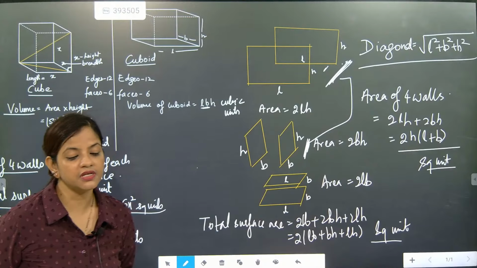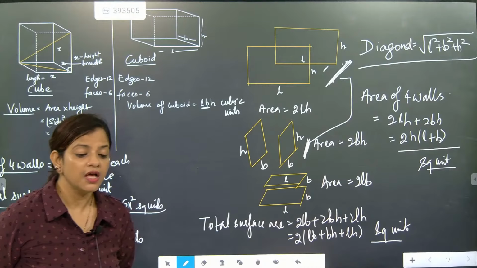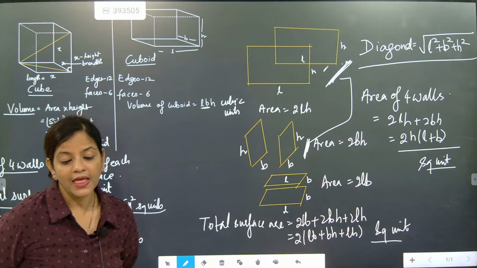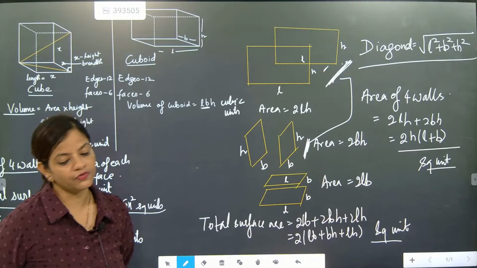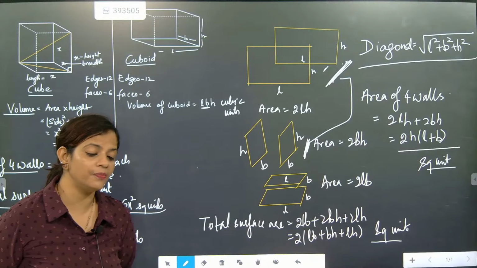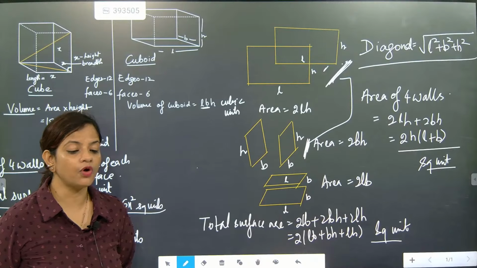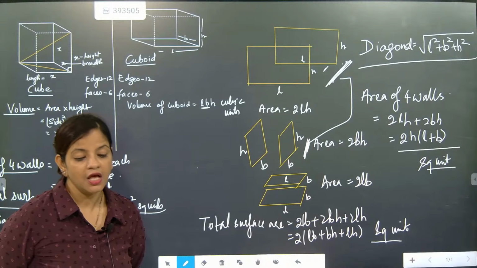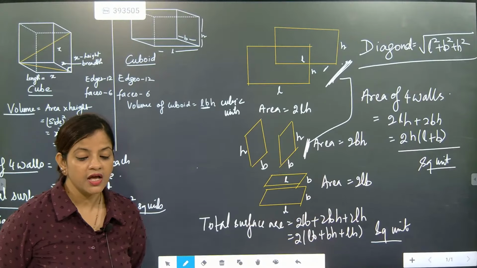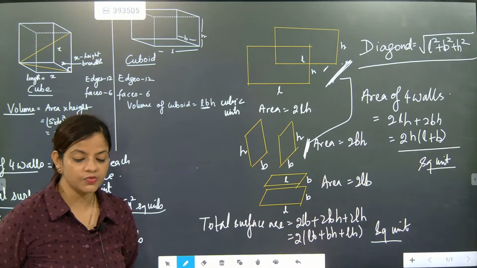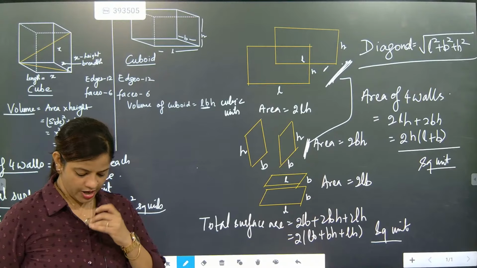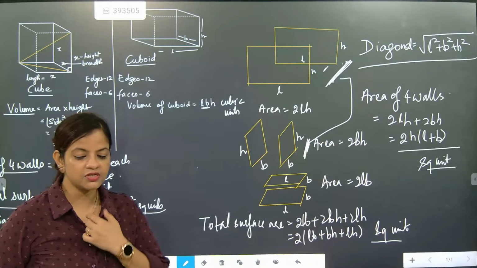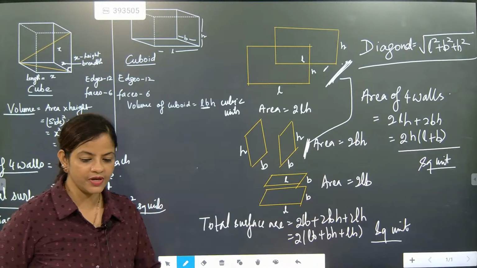Area is always two dimension, and when you multiply two dimension into height, it will become three dimension. For cylinder also, for cone also, wherever you take two dimension, if you want to convert it into three dimension, you need to do only one work, and that is root under L square plus B square plus H square. That's it, that will be coming.